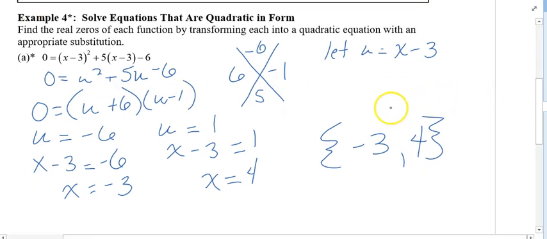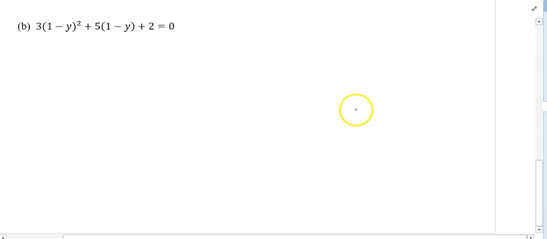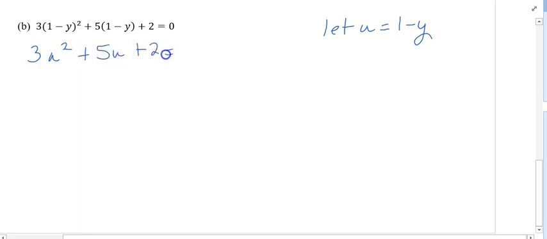All right, now I want you to turn off the video and try the next problem on your own and then turn it back on to see if you get it correct. I'll work it out. So in this case, we're going to let u equal 1 minus y. All right, so we're going to get 3u squared plus 5u plus 2 equals 0. Let's factor this. Factors of 6 that add and give me 5 would be 2 and 3.